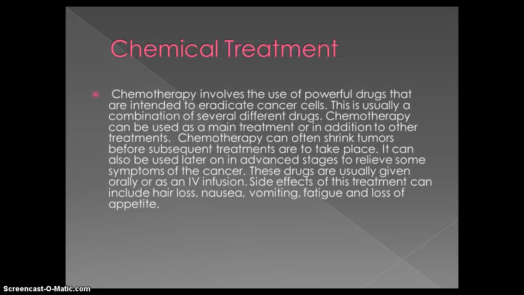Chemical treatments. Chemotherapy involves the use of powerful drugs that are intended to eradicate cancer cells. This is usually a combination of several different drugs. Chemotherapy can be used as a main treatment or in addition to other treatments. Chemotherapy can often shrink tumors before subsequent treatments are to take place. It can also be used later on in advanced stages to relieve some symptoms of the cancer.